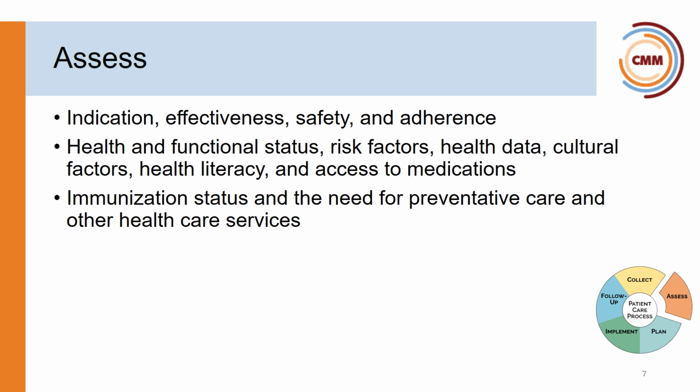Assess. The pharmacist assesses the information collected and formulates a problem list consisting of the patient's active medical problems and medication therapy problems in order to prioritize recommendations to optimize medication use and achieve clinical goals. This process includes assessing each medication for indication, effectiveness, safety, and patient adherence, health and functional status, risk factors, health data, cultural factors, health literacy, and access to medications or other aspects of care, and immunization status and the need for preventive care and other health services where appropriate.